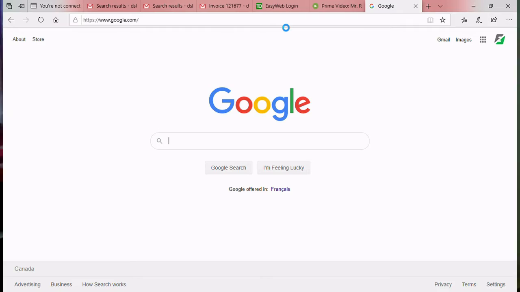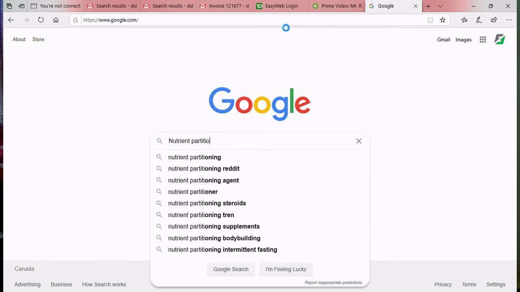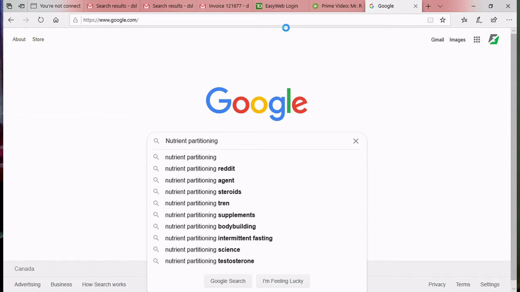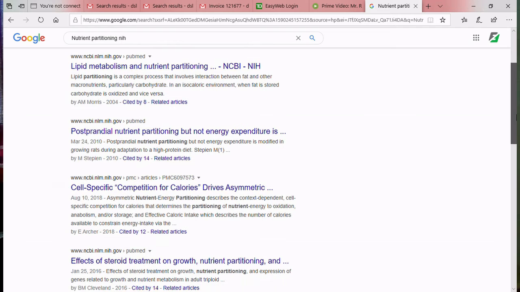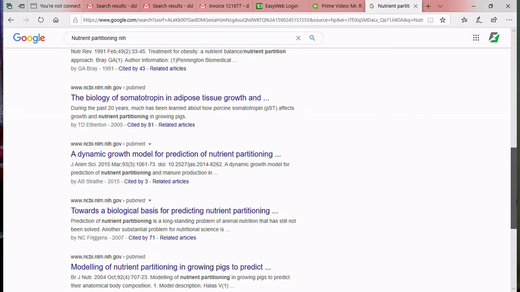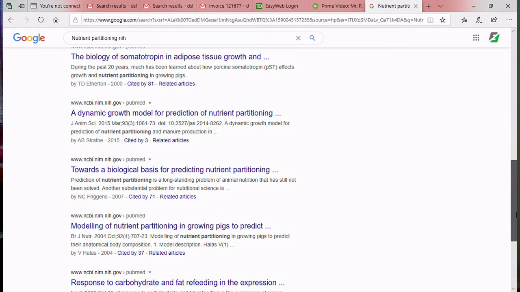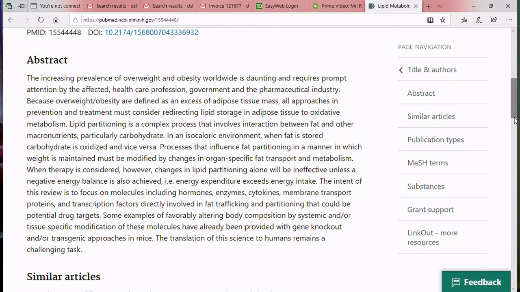Let's go. Okay, the first thing I want to look for is nutrient partitioning, and I always use NIH, the National Institute of Health, to go through. Let's see: lipid metabolism and nutrient partitioning, effects of steroid treatment on growth, nutrient partitioning, response to carbohydrate and fat refeeding in the expression. Let's try the first one here, lipid metabolism and nutrient partitioning. Okay, this is pretty interesting.